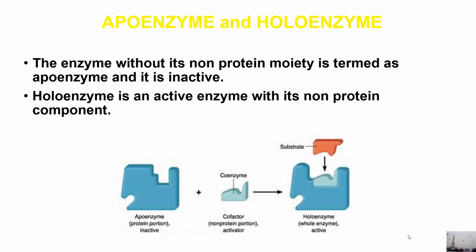Any questions regarding the answer? So the enzyme without its non-protein moiety is termed as apoenzyme and it is inactive. Holoenzyme is an active enzyme with its non-protein component. If you can see the diagram over here, apoenzyme has the protein portion, but it is inactive on its own. Then we add the coenzyme, which is a non-protein component. It acts like an activator. And when they come together, the holoenzyme, the whole enzyme, becomes active.